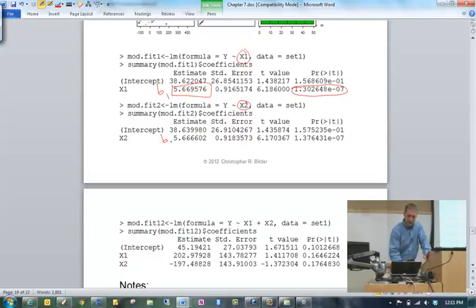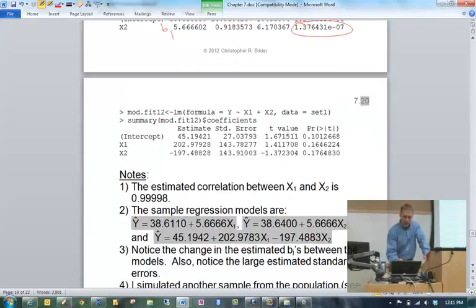Well, let's also try a model with just x2 in it. Here's my B1. Notice how it's about the same. Here's my p-value for the t-test. Very small, saying x2 is very important. Well, let's try both x1 and x2 together.